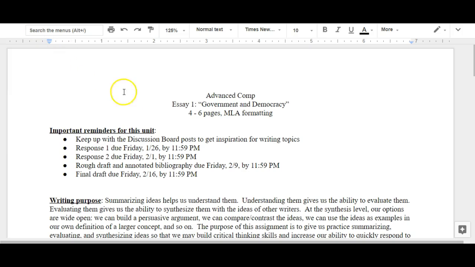First thing to notice up at the top here, we have our formatting requirement. In this case, we'll be using MLA style throughout this unit. Your essay is 4 to 6 pages. Important reminders: always keep up with the discussion board posts to get some inspiration for writing topics. You have your due dates for your responses, your rough draft and annotated bibliography, and also your final draft.